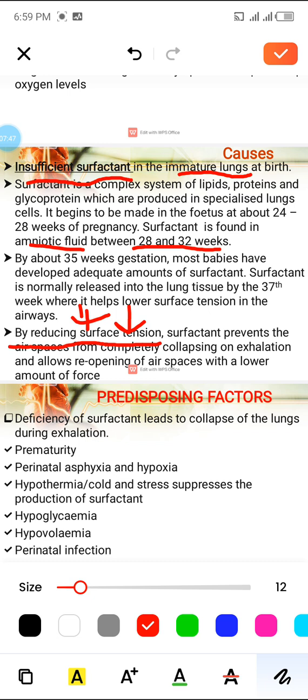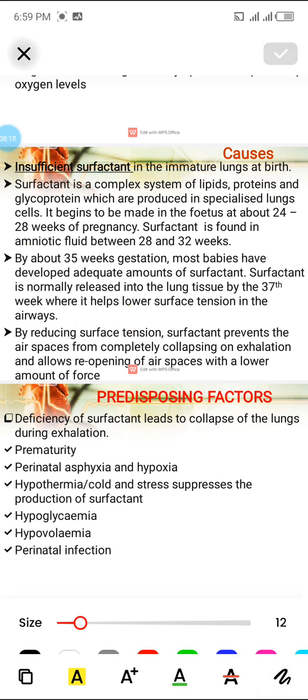But for you, just know that surfactant reduces the surface tension, meaning that surfactant prevents the air spaces from completely collapsing. That's what it means. It will reduce the surface tension, thereby reducing atelectasis or collapsing of the airways. That's what happens. So this is the point. This is what you find again in MCQ. Okay, even that above there for amniotic fluid, when surfactant is found in amniotic fluid.